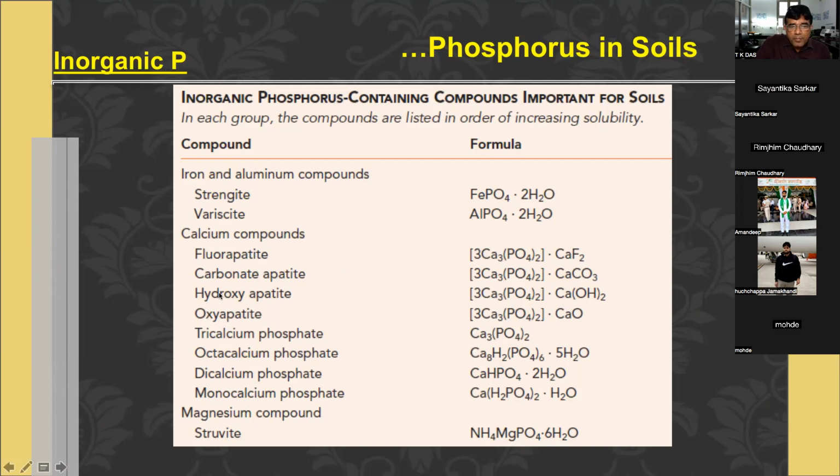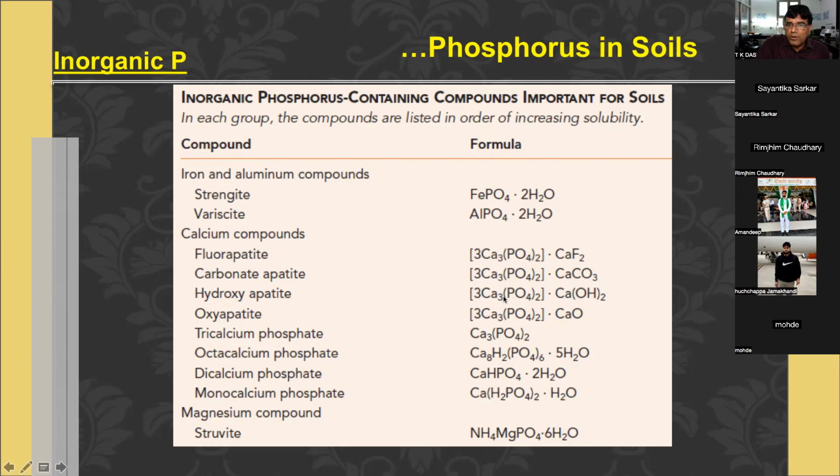And then carbonate apatite means if you have calcium carbonate bonded to the tricalcium phosphate, 3 molecules, then it is called carboapatite. Then hydroxyapatite, Ca(OH)2, hydroxyapatite. Easy to remember the names. CaO is your oxyapatite. And then tricalcium phosphate.